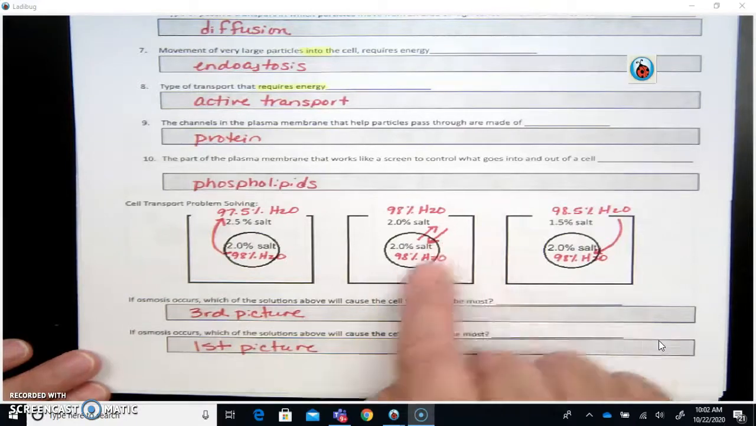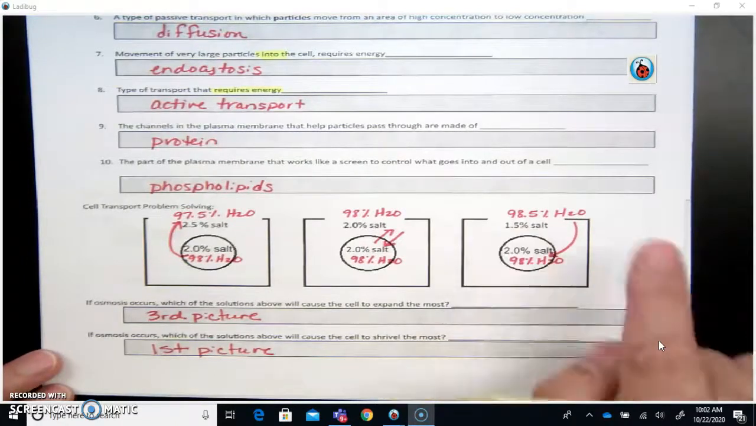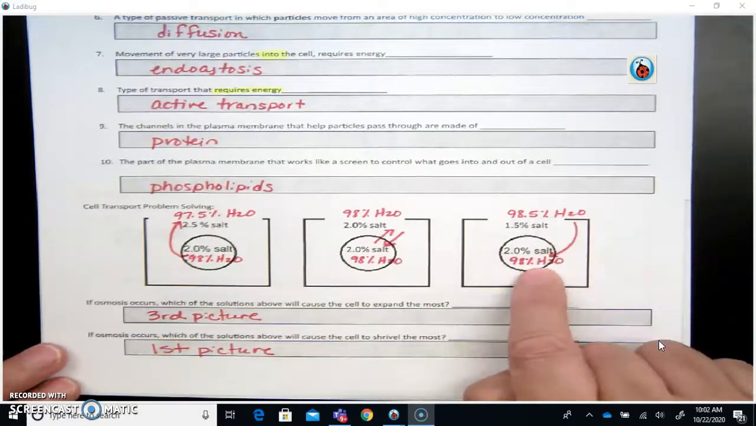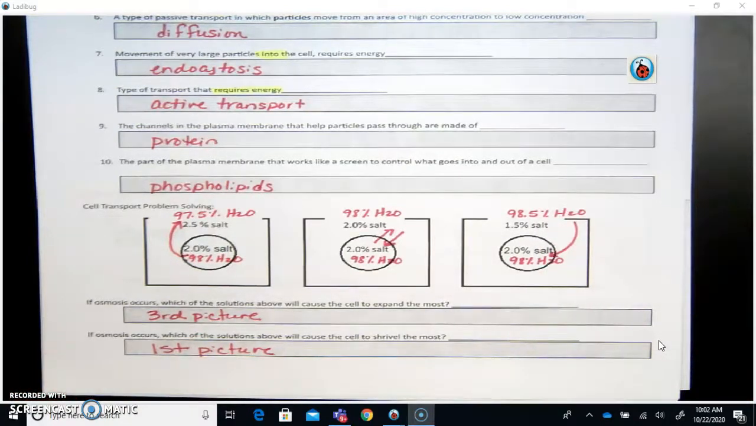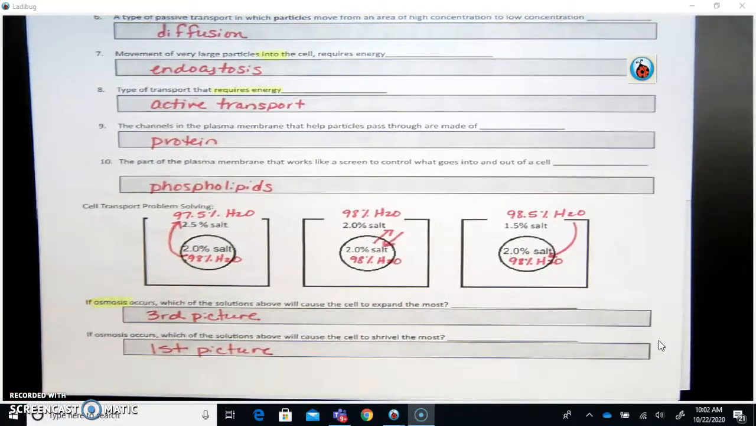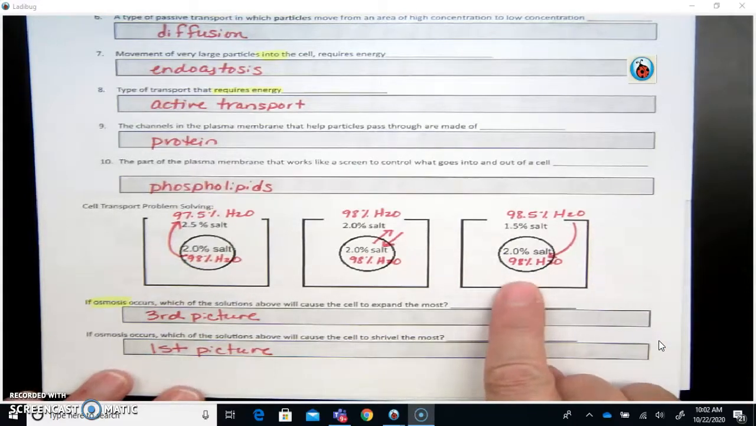Here you can see that there are equal concentrations of water in and out of the cell, so there'll be no net gain of water in or out. Here there's 98.5% water outside the cell, 98% inside the cell. Water will move in. So it says if osmosis, so we're talking about water moving, occurs, which of the solutions above will cause the cell to expand, get larger? That's going to be this third picture down here.